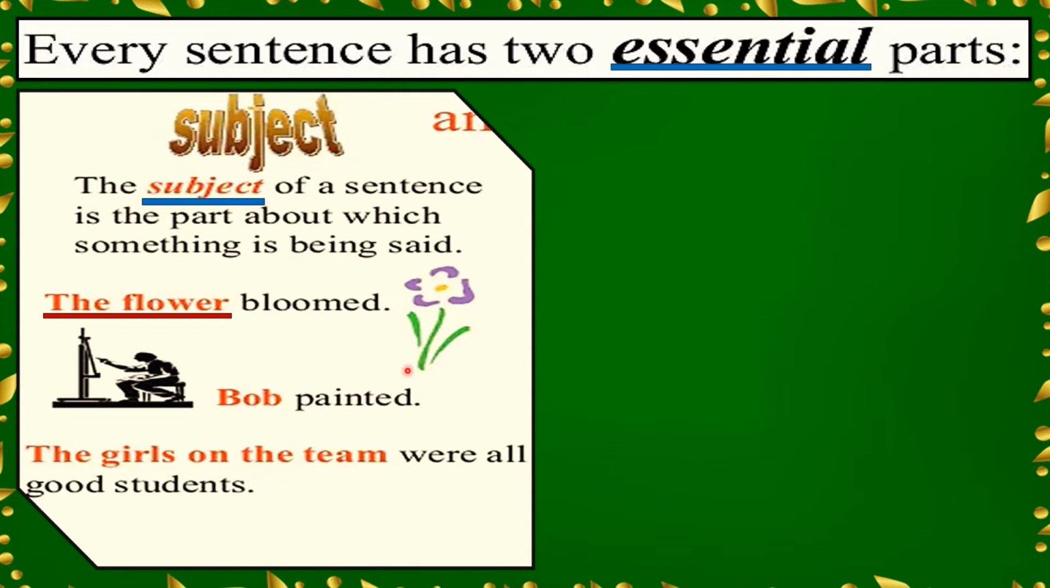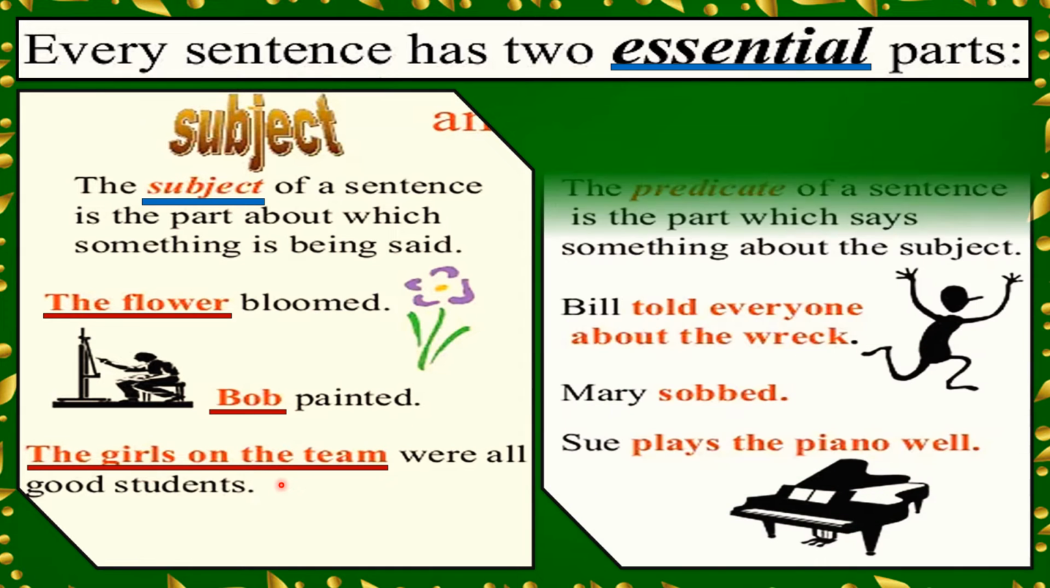The second sentence, Bob painted. In here, the subject is Bob because we are talking about Bob. And the third sentence, The girls on the team were all good students. So who were all good students? The girls on the team. So we are talking about the girls on the team. That's why these words are the subject in this sentence.